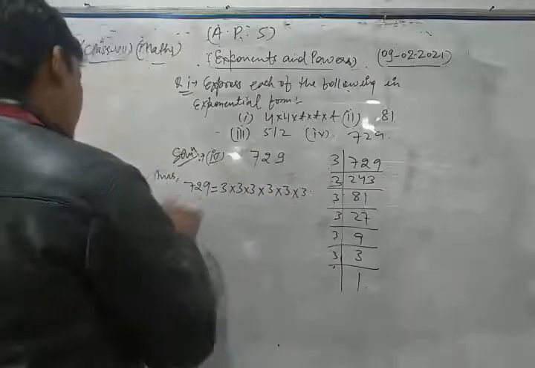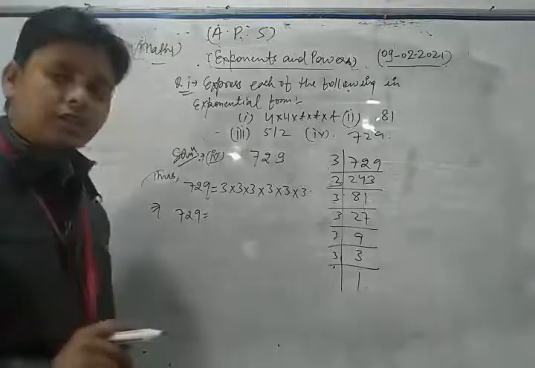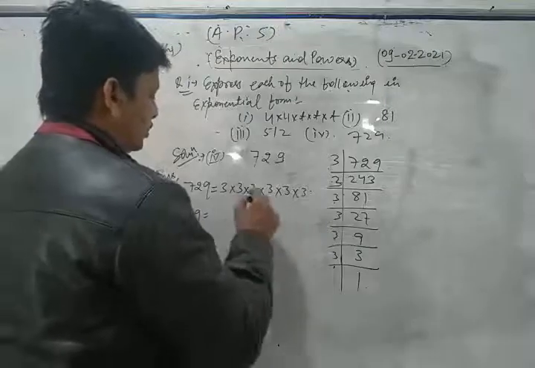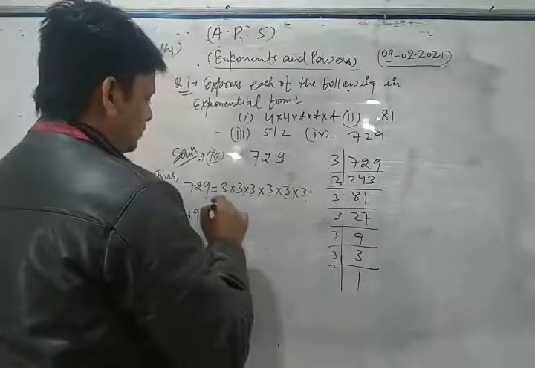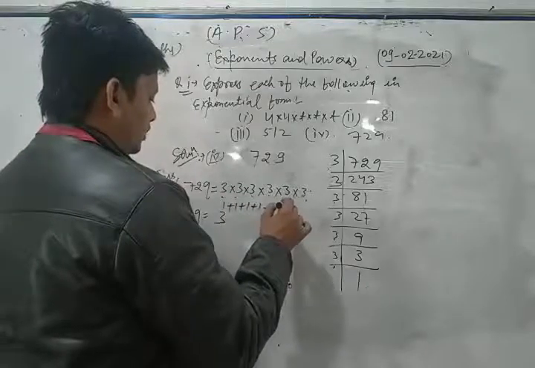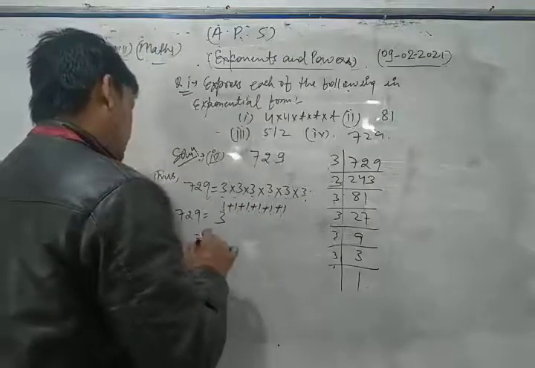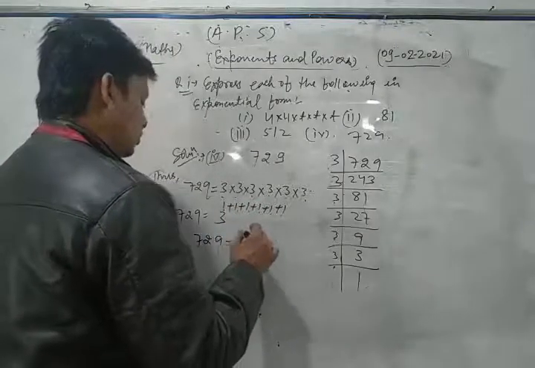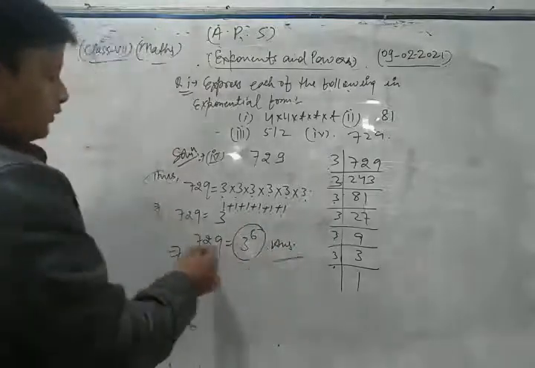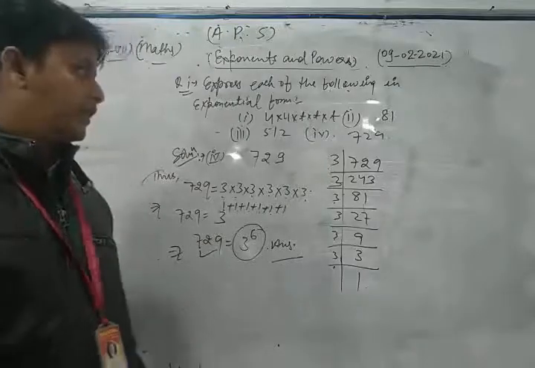Now we get 729, where the power of each 3 is 1. How many times is 3 mentioned? 1, 2, 3, 4, 5, 6. So 3 power 1 plus 1 plus 1 plus 1 plus 1 plus 1, that is 3 to the power 6. So we get 729 is equal to 3 to the power 6. This is the required exponential form of the number 729.